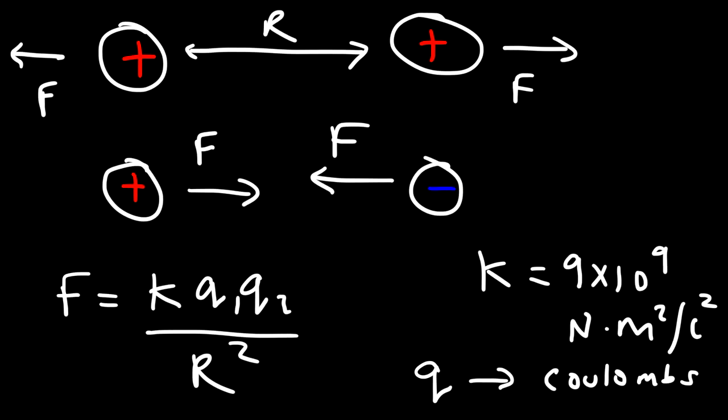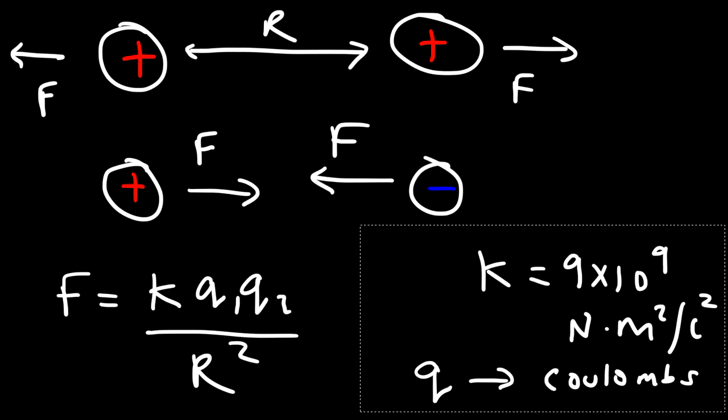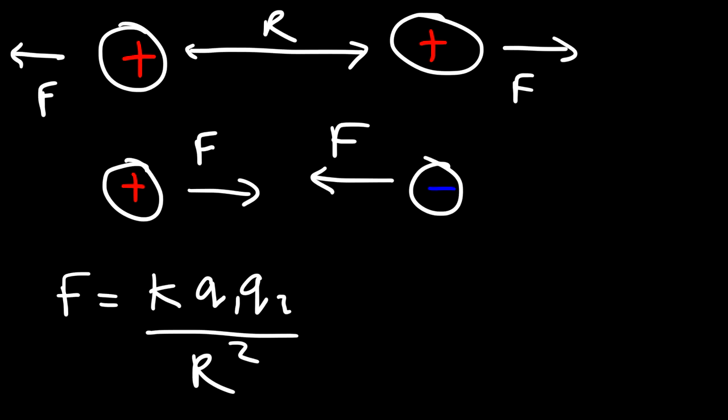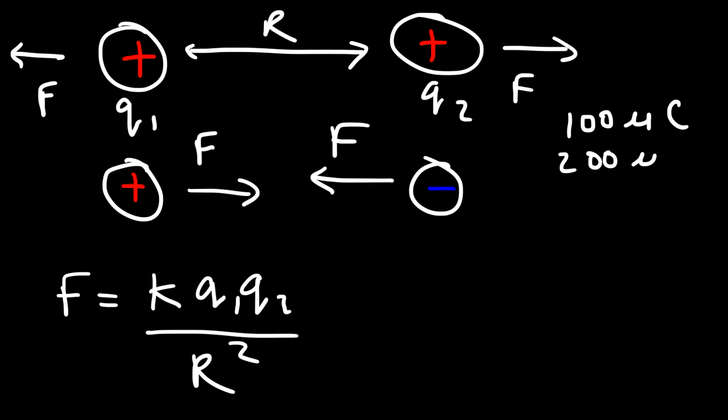And now let's think about what this equation tells us. If we were to increase the magnitude of, let's call this Q1 and Q2. So let's say Q2 increased from 100 microcoulombs to 200 microcoulombs. What do you think the magnitude of the force will be between the two charges? If you increase the magnitude of the charge, the electrostatic force between the charges will increase.